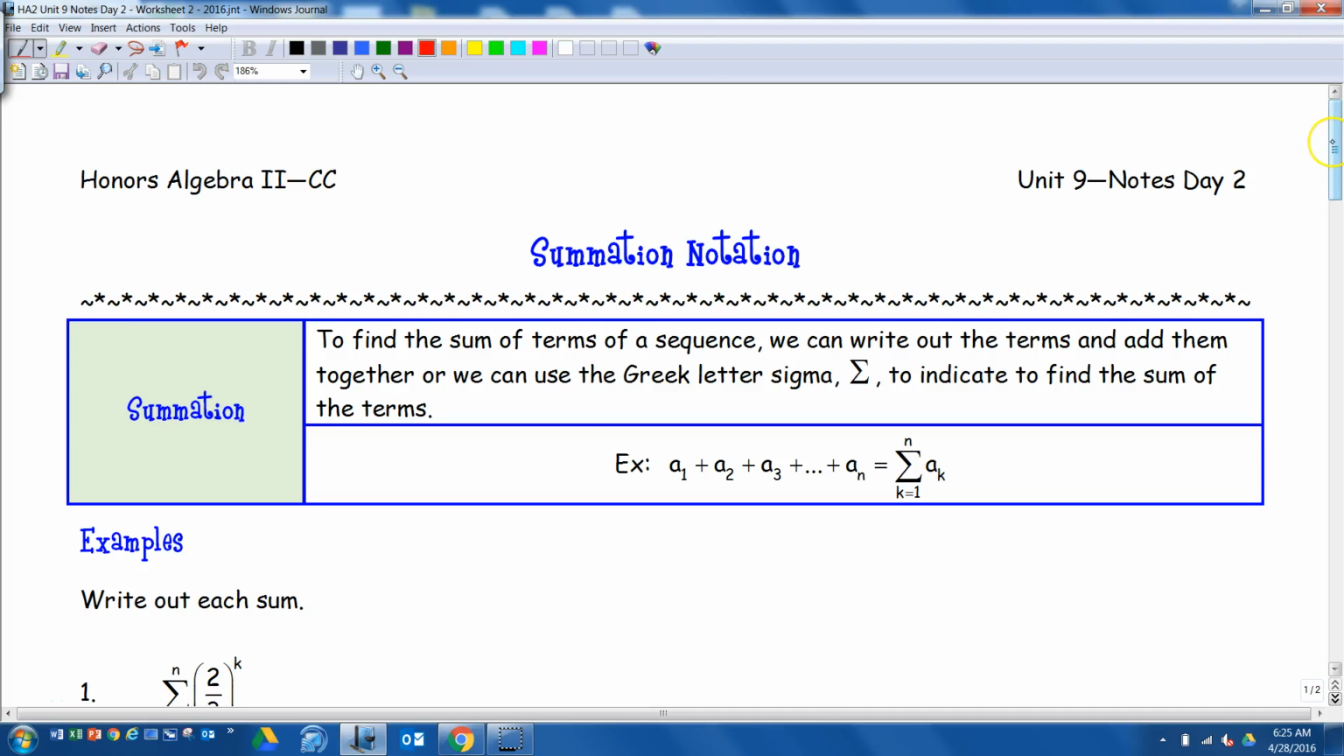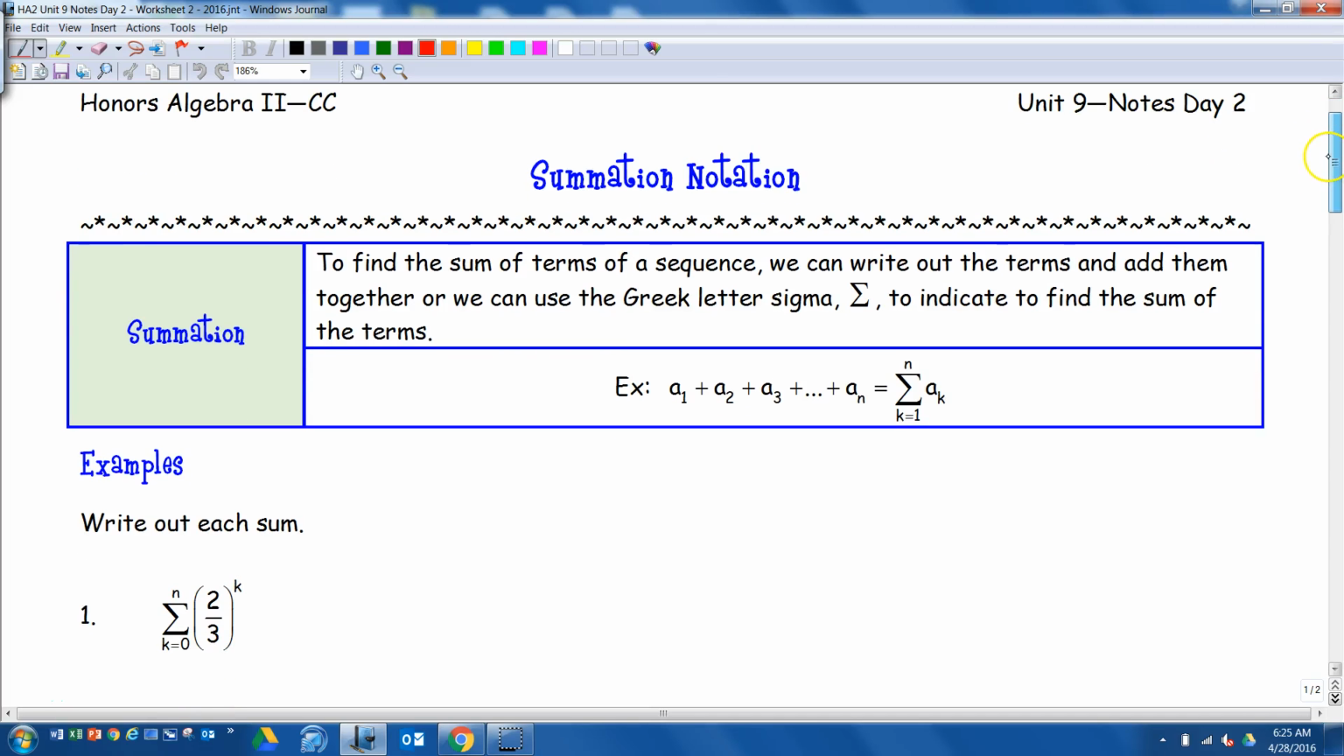Alright class, today we're learning about summation notation. It's basically to find the sum of terms in a sequence. We can write out the terms and add them up, or we can use the Greek letter sigma, which looks like this, to indicate to find the sum of the terms.